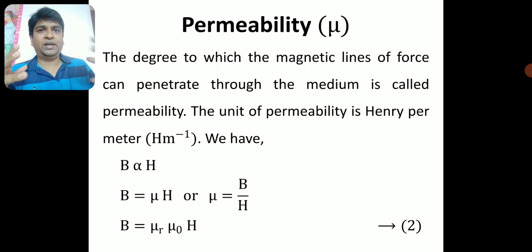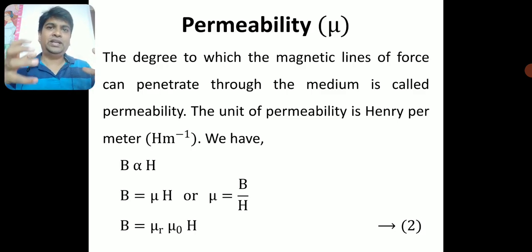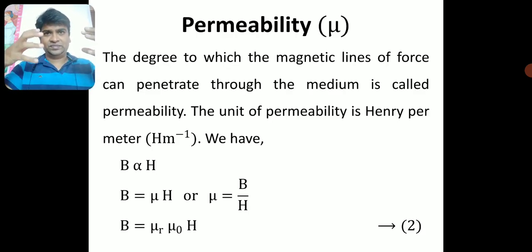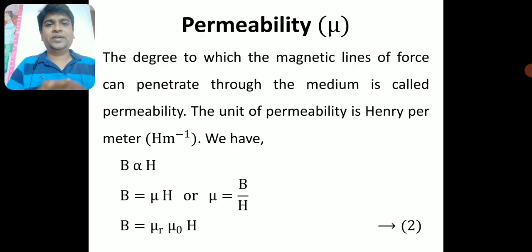So this magnetic induction is proportional to the magnetizing force H. This force is what actually induces the magnetic field in a material. So the magnetic induction is proportional to the magnetizing force. If more force, more magnetization, obviously. Therefore I say B is proportional to H. So B is equal to mu H. You have to add a constant, which is mu. Mu is the permeability of that medium.